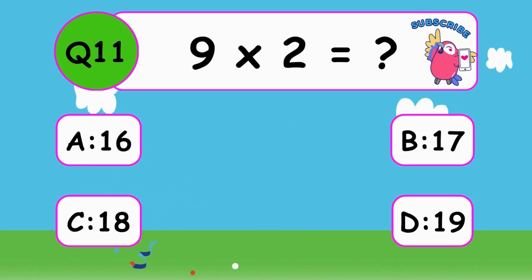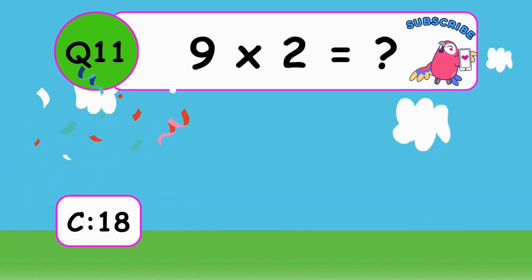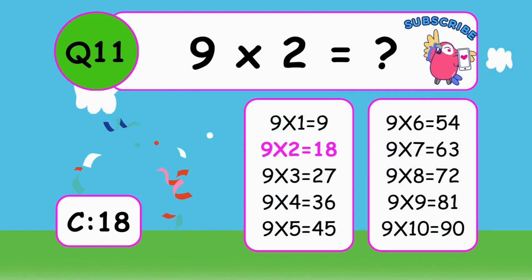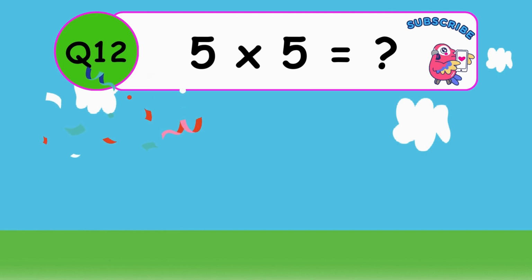The correct answer is C, 18. 9 times 2 is equal to 18. What is 5 times 5?